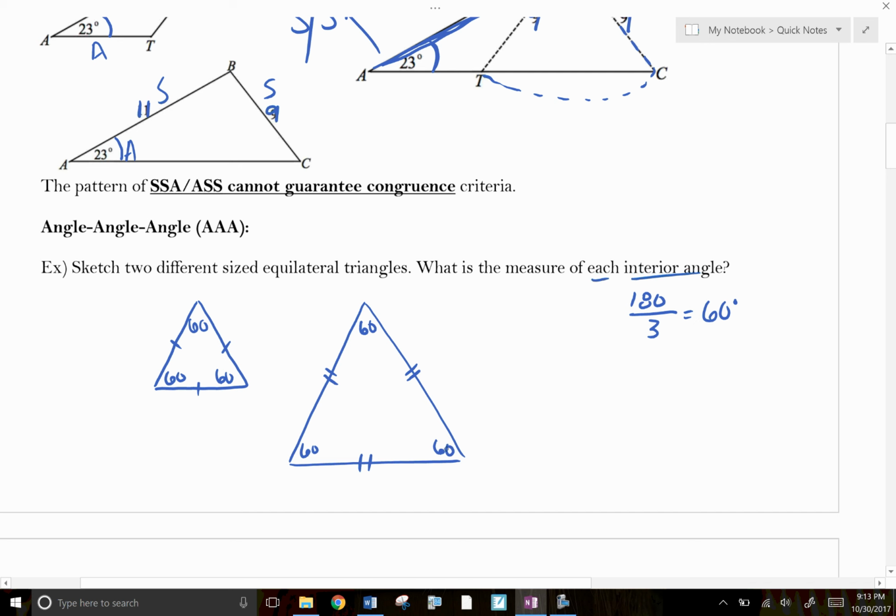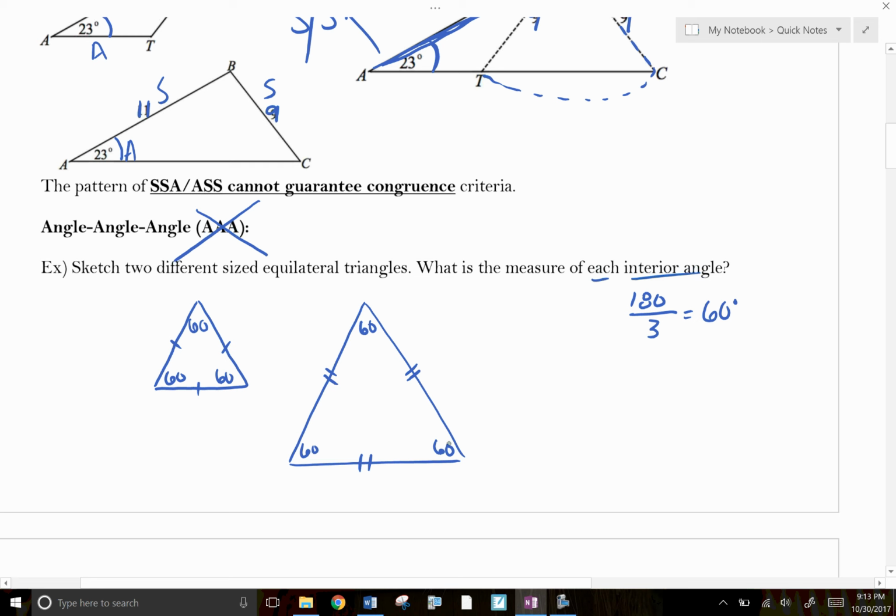So I've got all of that. Now, what am I supposed to do with that? Wait a minute. These 2 triangles have 3 of the same angles, but they're not the same triangle. In other words, AAA does not prove triangles congruent.